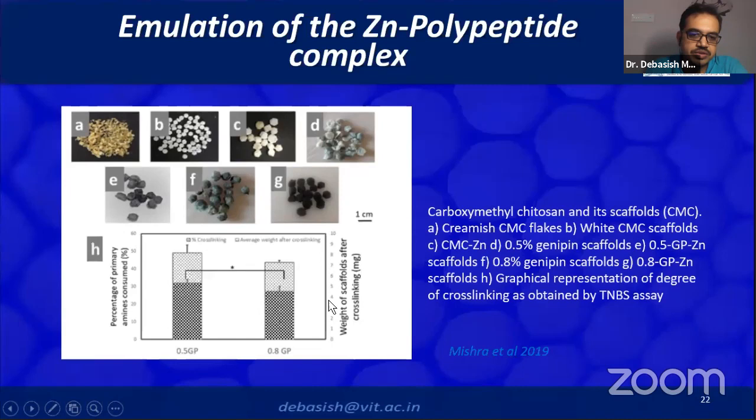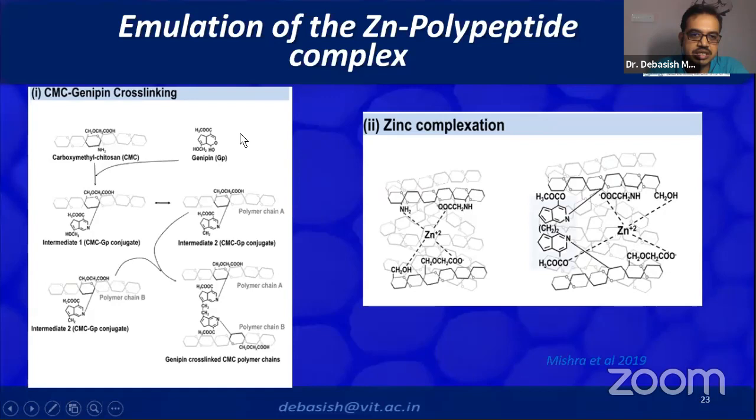This is our work. And I'll take another, just one minute, I'll wrap it up. So we made varieties of these polymers, multiple permutations of combinations, but I'll just show you how this works. This is the carboxymethyl chitosan, and here is genipin. Genipin cross-links this, two genipin molecules are engaged to cross-link two.